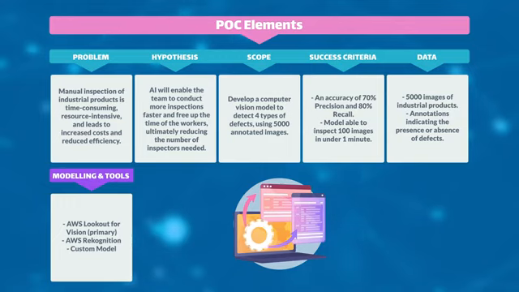Modeling and tools define the modeling technique and any tools, services, or libraries expected to be used. In this example, the POC will use Amazon Lookout for Vision as the primary cloud AI service, optimized especially for defect detection. However, if the accuracy is not satisfactory, the POC may also explore using Amazon Rekognition or even custom model training using a deep learning framework like PyTorch.